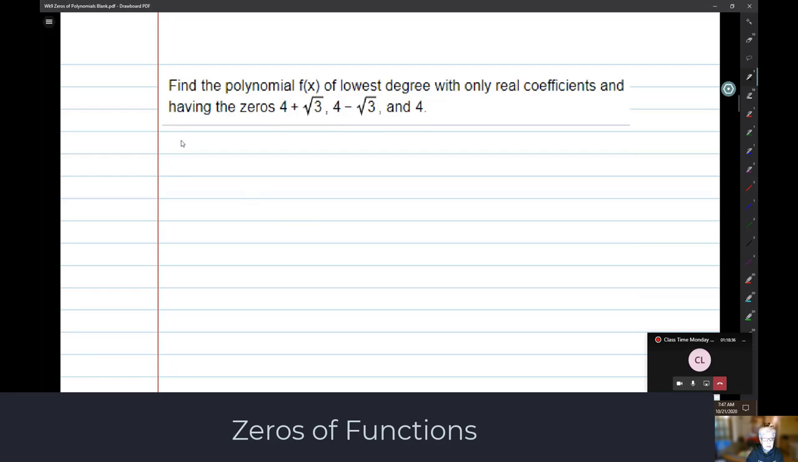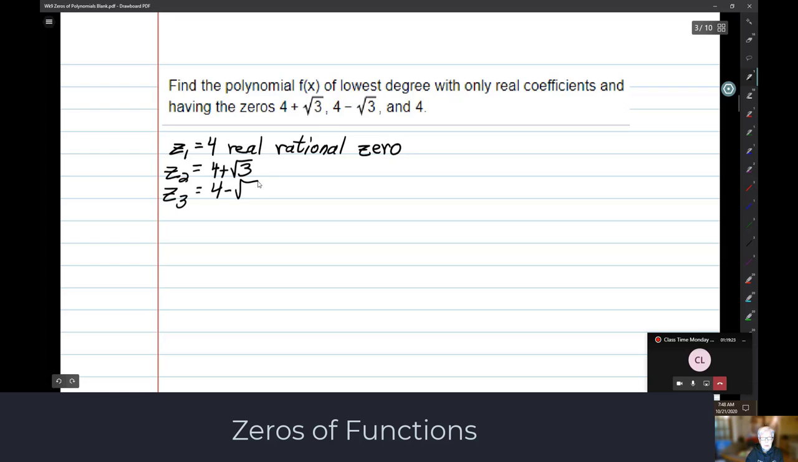So let's let z1 equal 4, which is a real rational zero. And then z2 is 4 plus the square root of 3. And z3 is 4 minus the square root of 3.